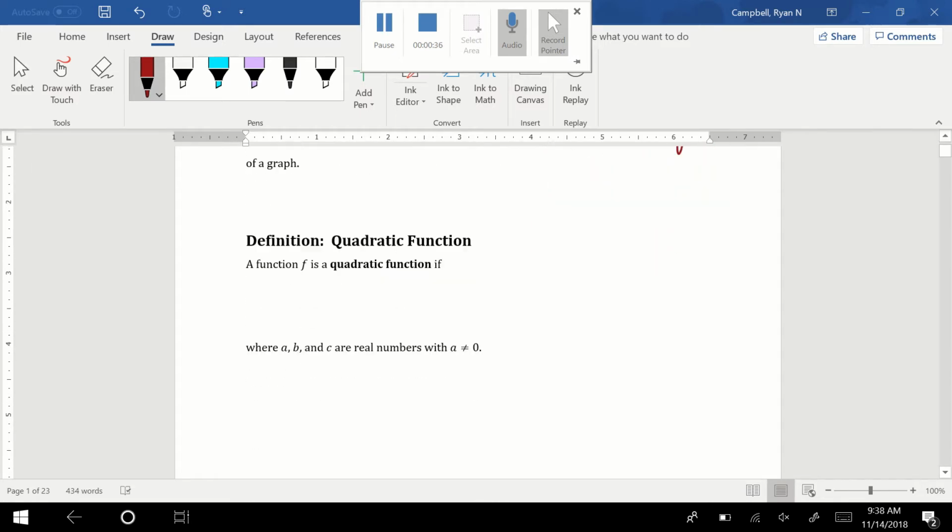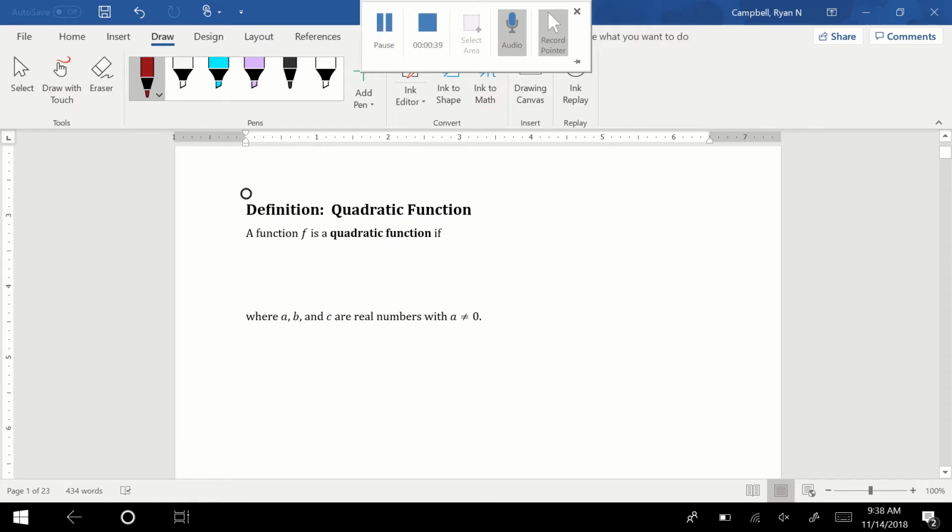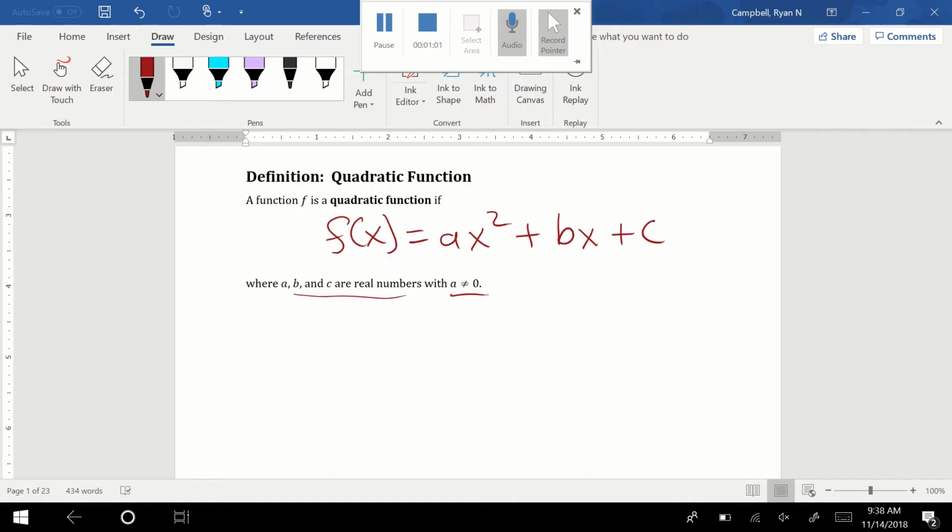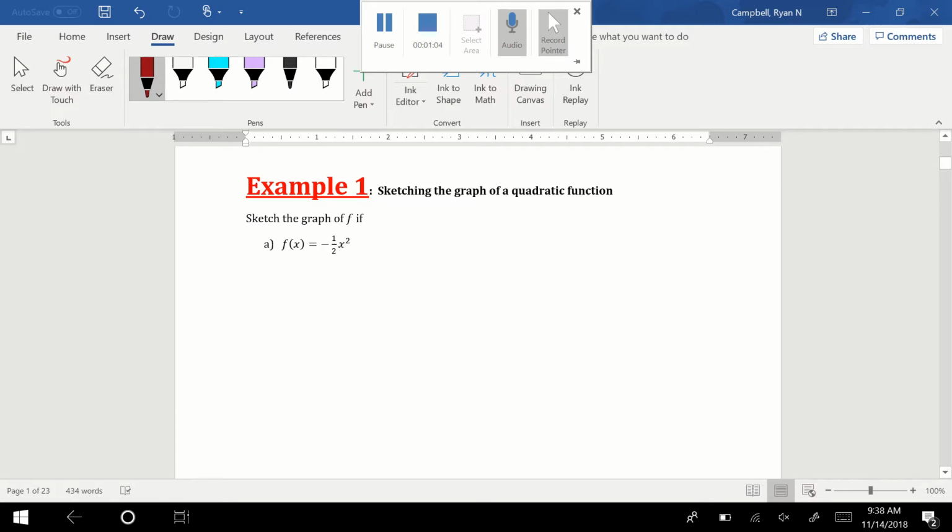A quadratic function, we say, is typically written as f of x equals ax squared plus bx plus c. We make sure that a, b, and c are all real numbers and that a doesn't equal 0, right? Because if a equals 0, then you would just have a linear bx plus c, and we want quadratic. All right, so let's talk about example number 1.